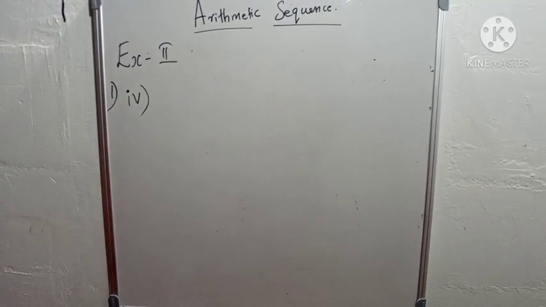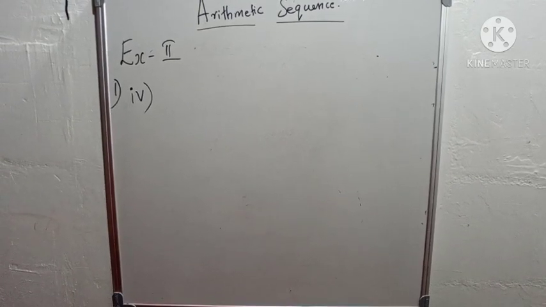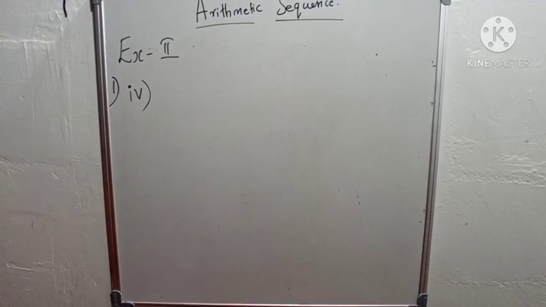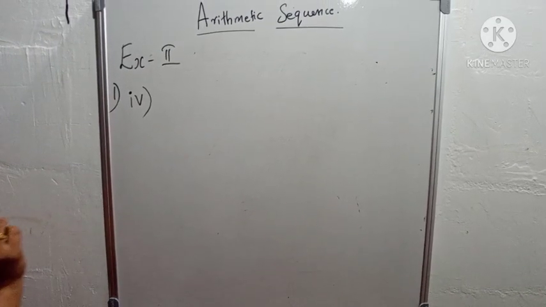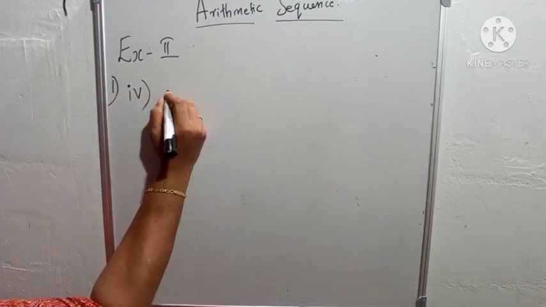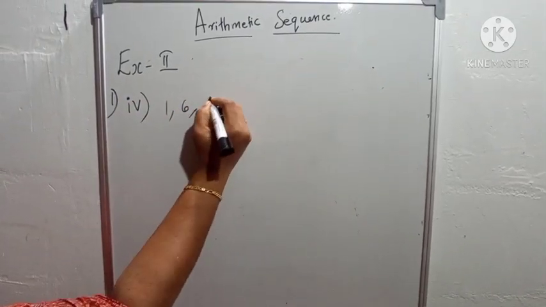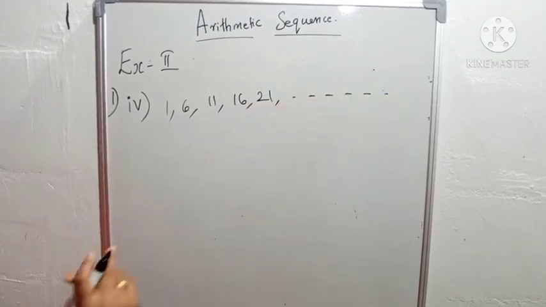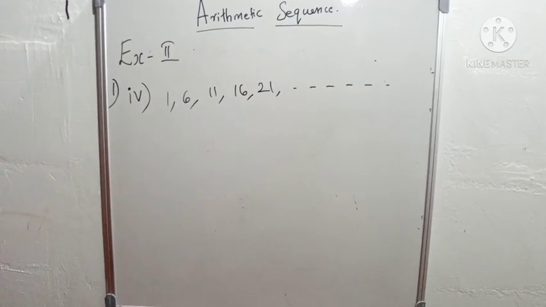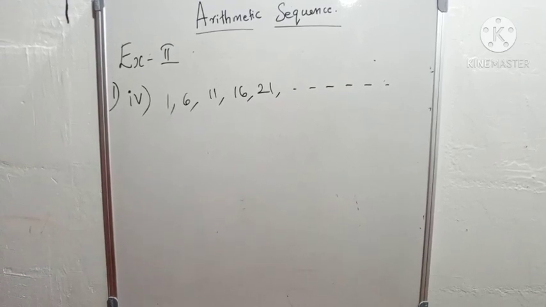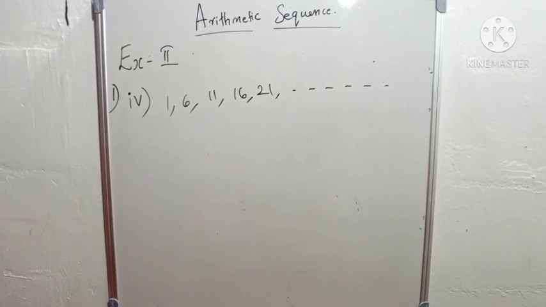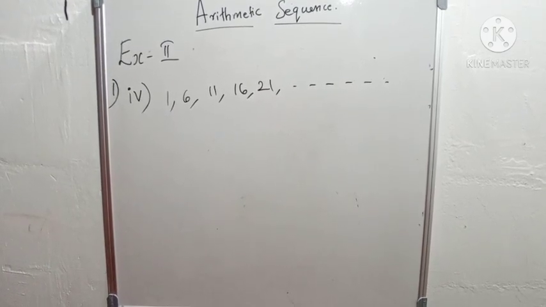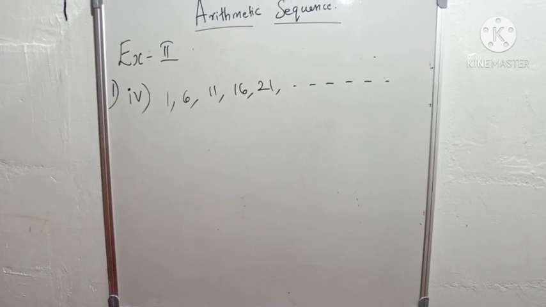Okay, fourth sub-question. The sequence of natural numbers ending in 1 or 6. Okay, sequence of natural numbers ending either in 1 or in 6. Okay, which is that sequence? Yes, 1, 6, 11, 16, 21, etc. Okay, this is the sequence. And how do we write the general form or algebra of this sequence?